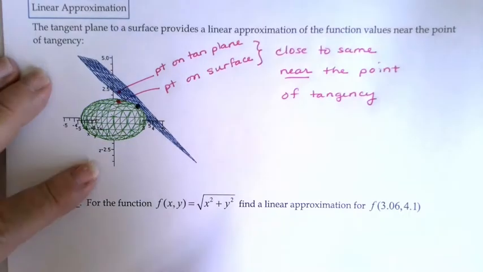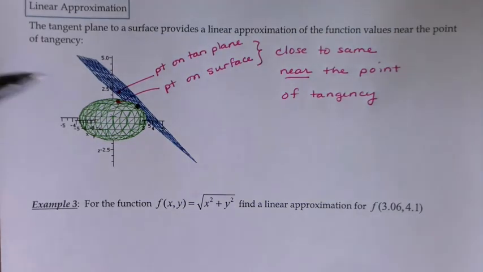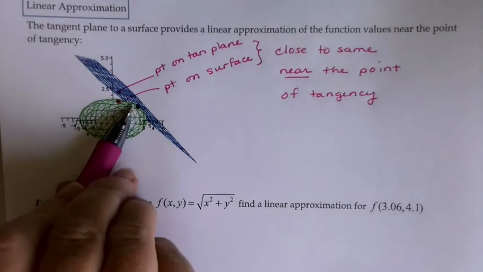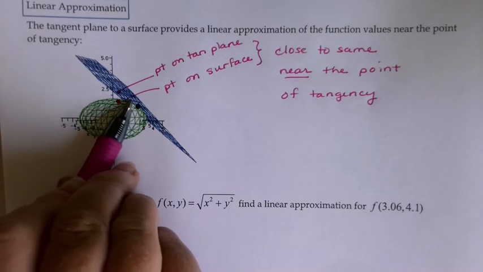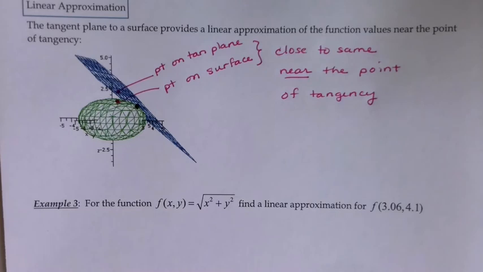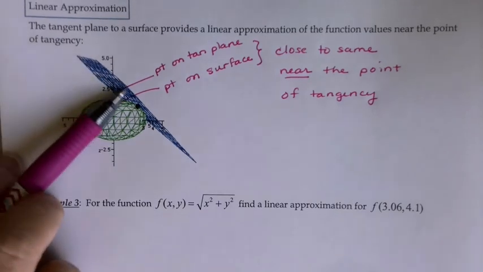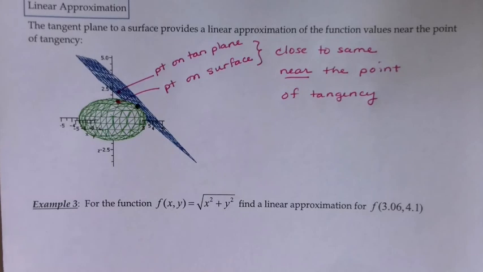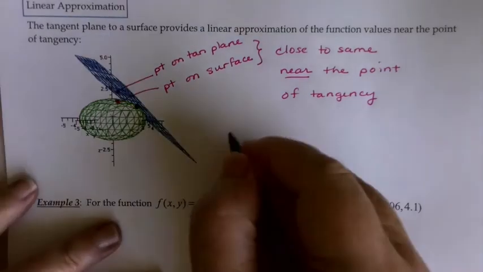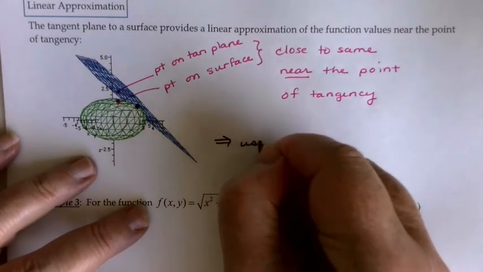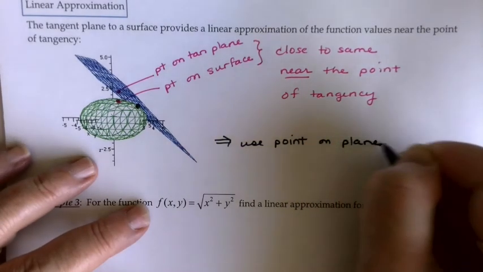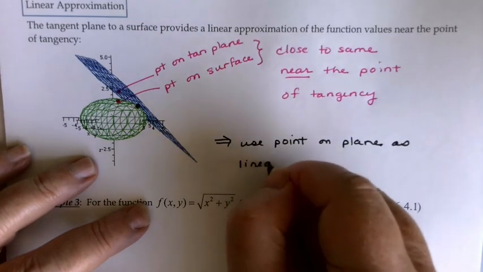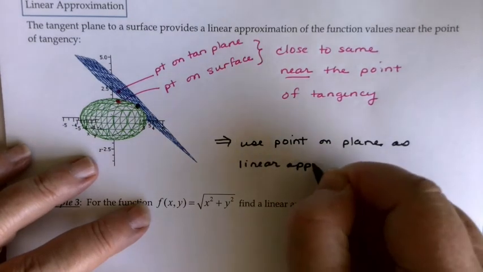For my illustration, I didn't draw my points very close to the point of tangency because I wanted you to see what I was talking about. But again, if I stayed really close to that original point, the point here on the green surface and the point on the blue tangent plane would have been very, very close. So what we'll end up doing is using the point on the plane as an approximation for the point on the surface. And that is a linear approximation since planes are linear.